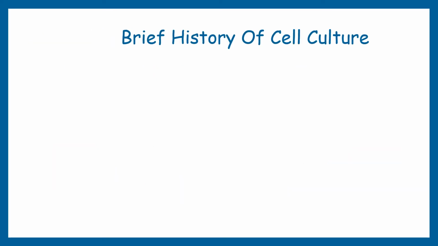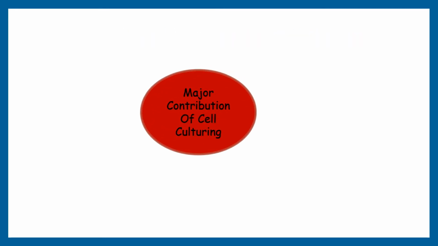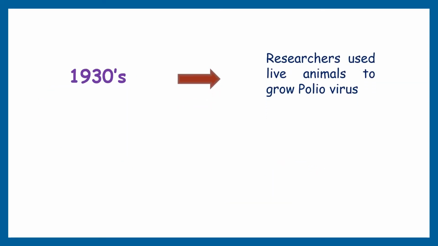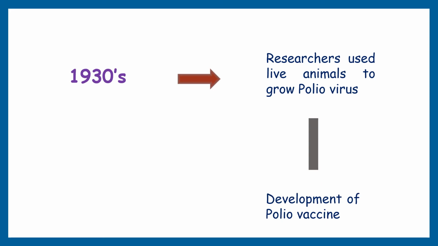Now let's talk about a brief history of animal cell culture. One of the major contributions of cell culturing is the development of the polio vaccines. In the 1930s, researchers had to use animals to grow polio viruses, but after developing cell culture techniques, scientists were able to have great control of virus production, which eventually led to the development of the vaccine.